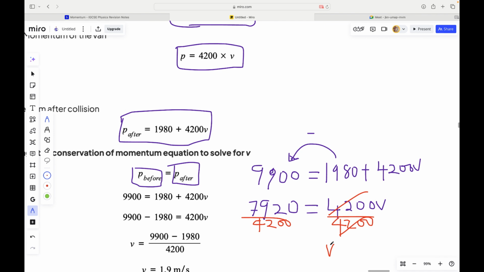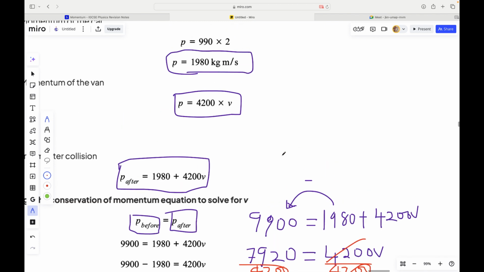V will be equal to what? V equals 7,920 divided by 4,200. We get 1.88, which is 1.9. So we get 1.9 meters per second. So the van will start to roll forward with a speed of 1.9 meters per second after collision.